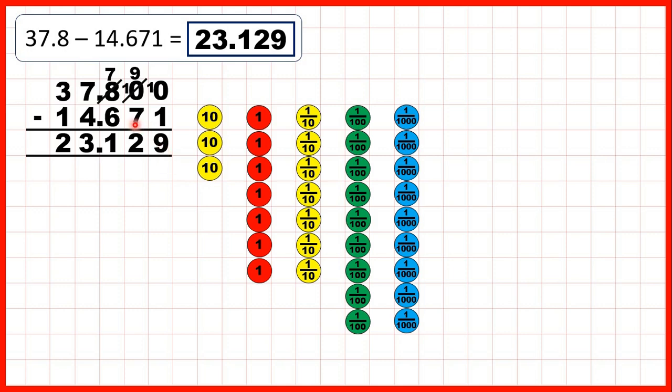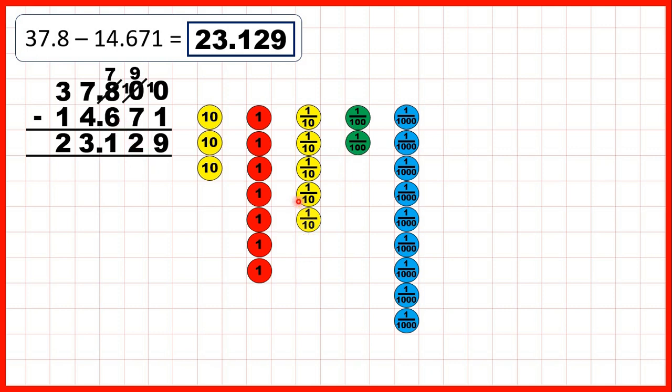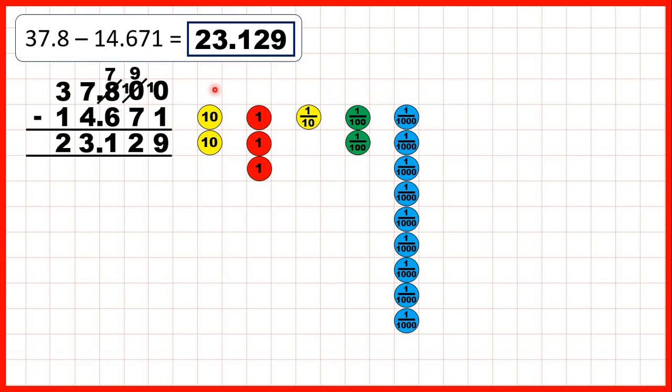Then we subtracted 7 hundredths, so if we take away 1, 2, 3, 4, 5, 6, 7 hundredths, that leaves us with 2 hundredths in our answer. Then we subtracted 6 tenths, to leave us with 1/10. We subtracted 4 ones to get 3 ones in our answer, and we subtracted 1/10. So that gave us an answer of 23.129. So 2 tens, 3 ones, 1/10, 2 hundredths and 9 thousandths.